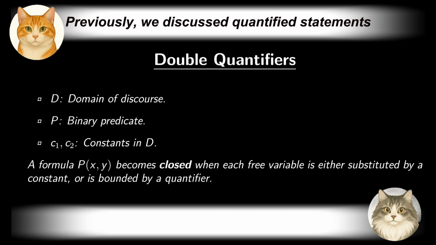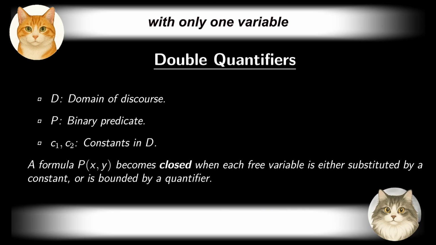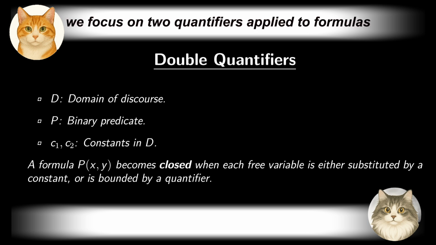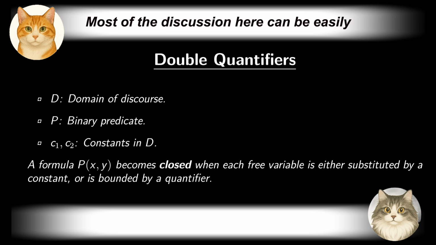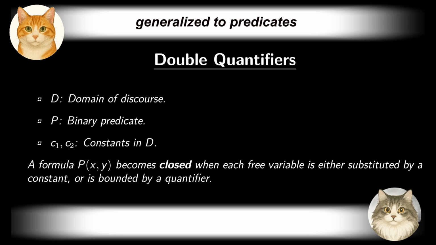Previously, we discussed quantified statements with only one variable and their rules of inference. To express more delicate ideas and explore more complex structures, we often need to make statements that involve multiple quantifiers. In this section, we focus on two quantifiers applied to formulas generated by binary predicates. Most of the discussion here can be easily generalized to predicates involving more variables and more quantifiers.